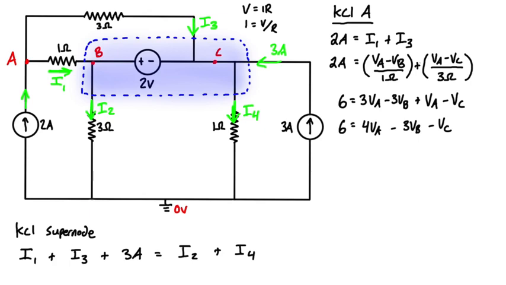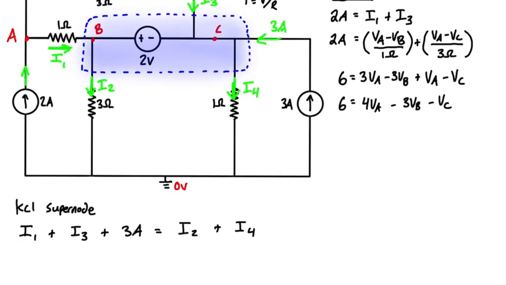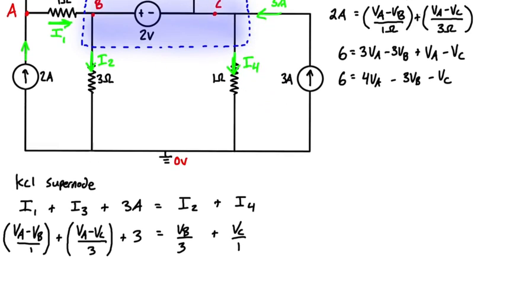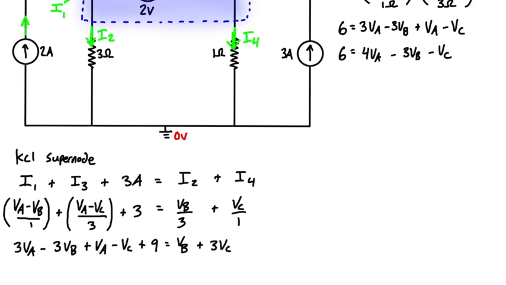It's the same thing. So we already have expressions for I1 and I3, and then we also just have 3 amps coming in, and then for I2 we just have VB minus 0, so that's going to be VB as our voltage drop over the resistance, which is 3 ohms. And then for I4, again, we just have VC minus 0, so that's VC over the resistance, which is 1 ohm. And then we can simplify this a little bit, so we get 4VA minus 4VB minus 4VC plus 9 equals 0. And that is our expression for KCL at the supernode.